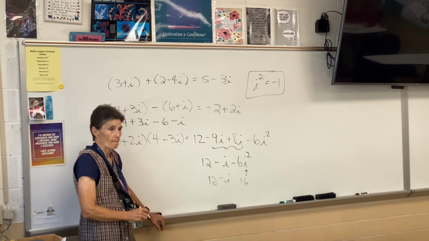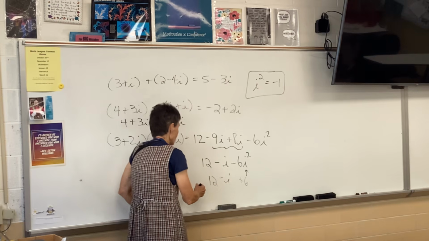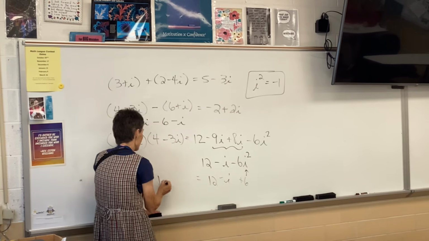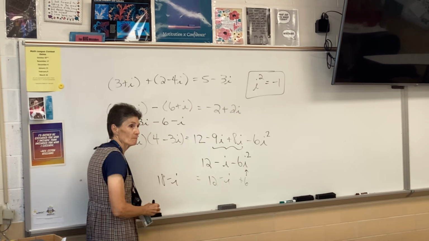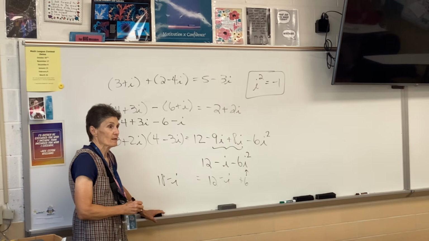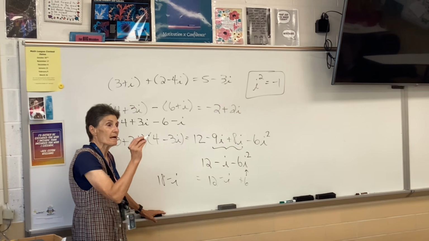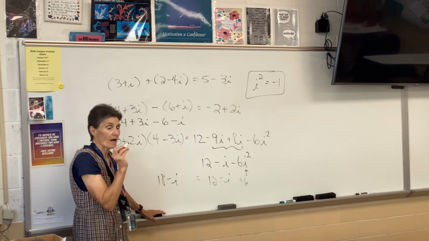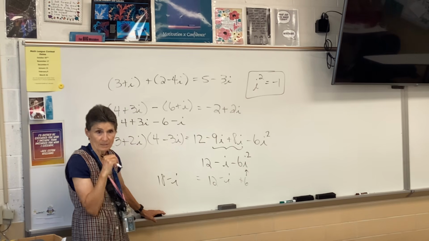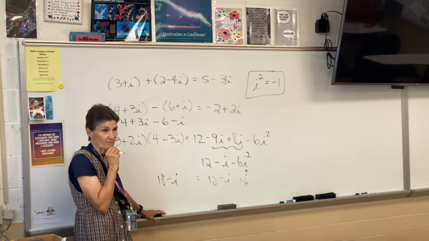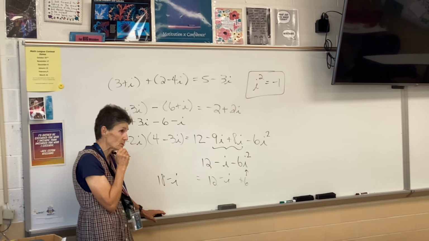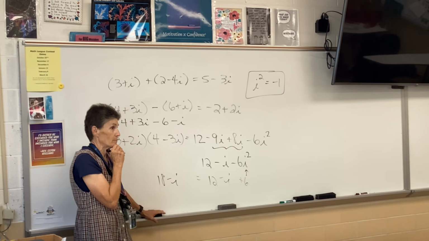Now what? You combine the 12 and the 6. The 12 and the 6 will combine and we end up with 18 minus i as our answer. We'll never ever have an i squared in our answer, because every time we have an i squared, we're going to change it into a negative 1.